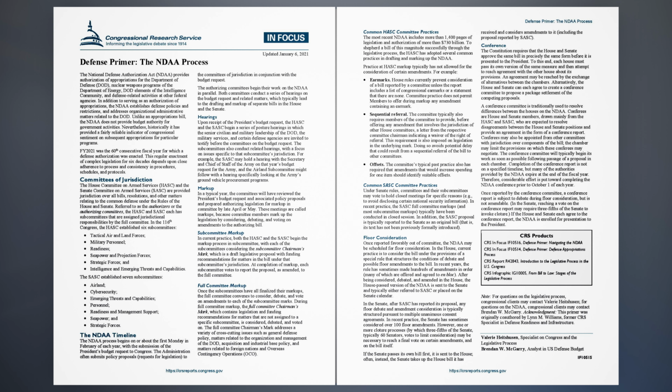In the Senate, after SASC has reported its proposal, any floor debate and amendment consideration is typically structured pursuant to multiple unanimous consent agreements. In recent practice, the Senate has sometimes considered over 100 floor amendments. However, one or more cloture processes, by which 3/5 of the Senate, typically 60 senators, votes to limit consideration, may be necessary to reach a final vote on certain amendments, and on the bill itself.